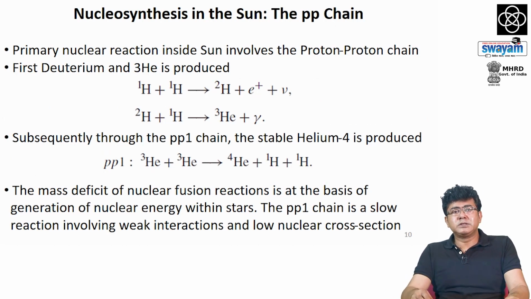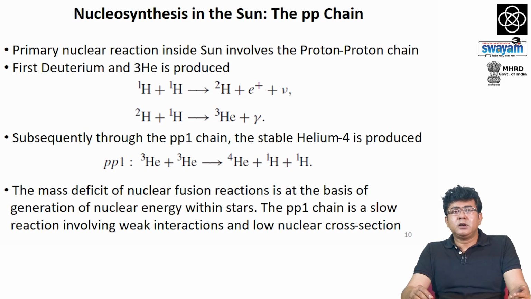So, if we focus on the sun, the primary nuclear reaction that occurs in the sun is the proton-proton chain, which converts hydrogen through a few steps to helium-4, which is a stable isotope of helium.